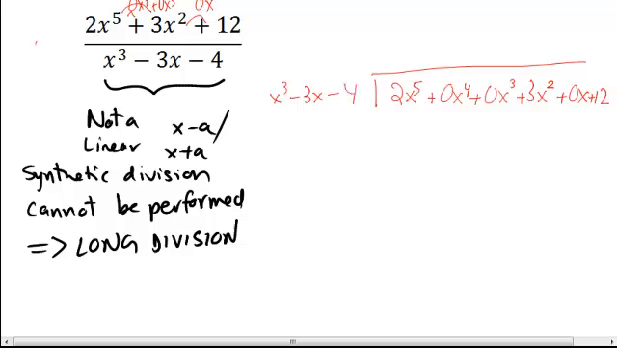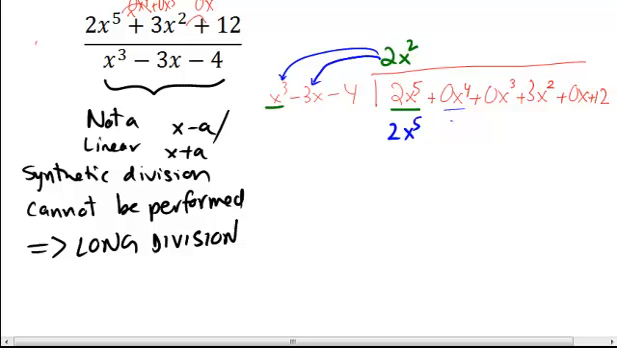So long division, what do you have to multiply to x cubed to get 2x to the fifth? That would be 2x squared, right? 3 plus 2 gives you 5. When you have exponents, you add when you have multiplication. So here we end up with 2x to the fifth. Then if you do this times this, you get negative 6x cubed.